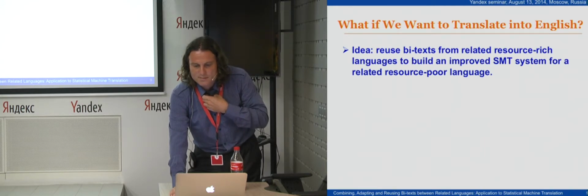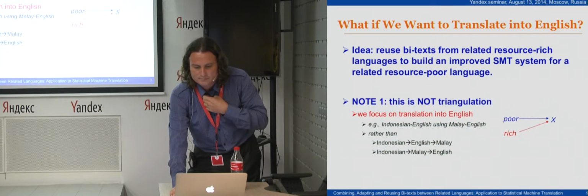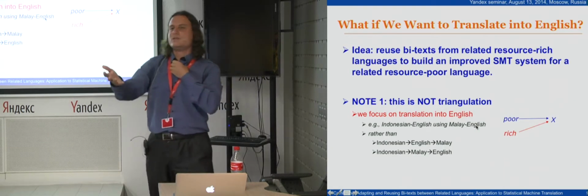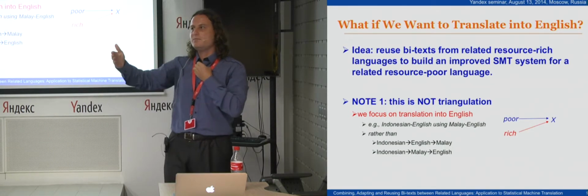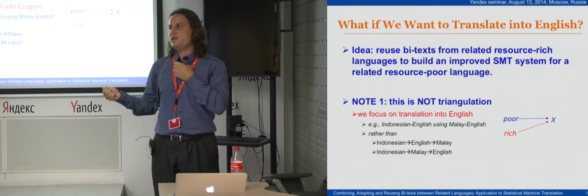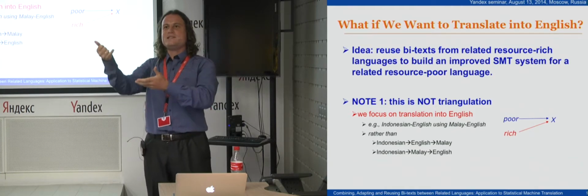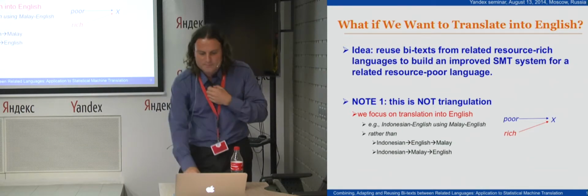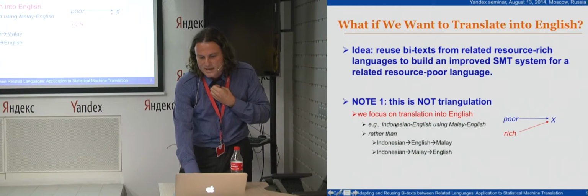And this is, suppose that you want to translate into English, right? The idea is you have Indonesian-English and you have very little data for it, but you have a lot of Malay-English data. Or suppose that you have a lot of Russian-English data, but very little, say, Ukrainian-English data. And now the question is, can you use, say, Russian-English data to help Ukrainian-English translation, for example, right? And here, in these experiments, I have a little bit of Indonesian-English, a lot of Malay-English. The question is, can I make use of this Malay-English, because Malay and Indonesian are closely related, to improve Indonesian-English translation?